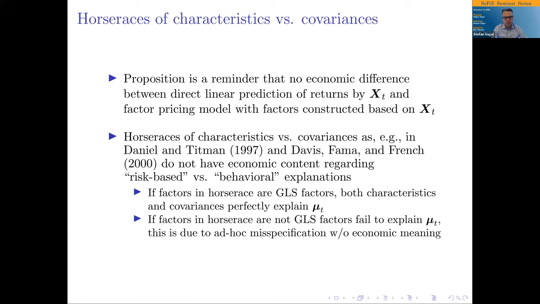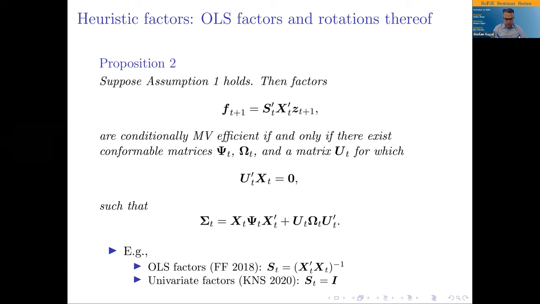Okay, but now to the substance. Again, suppose assumption one, this linearity between characteristics and conditional expected returns, holds. Then one can show that these factors F_t are conditionally mean variance efficient if and only if certain conditions on the covariance matrix hold. You can see the sigma_t here at the bottom. You basically need this structure, where you can decompose the covariance matrix into two components: one component is related to these characteristics and the other one is not, in the sense that the vectors of this U matrix are orthogonal to the vectors of these characteristics.